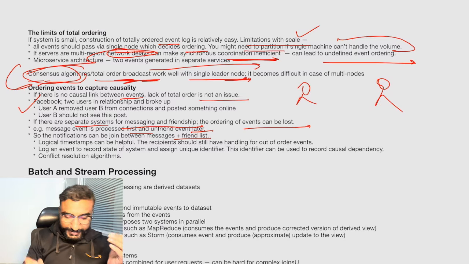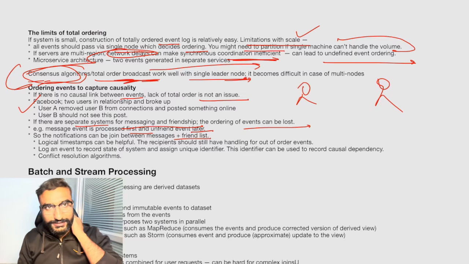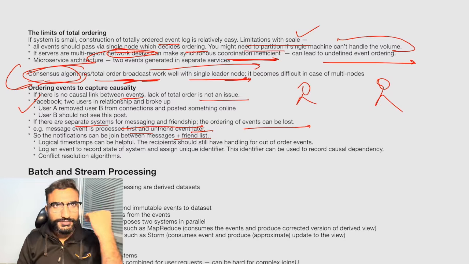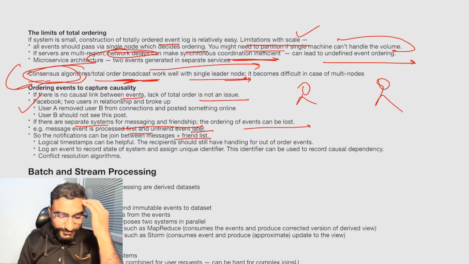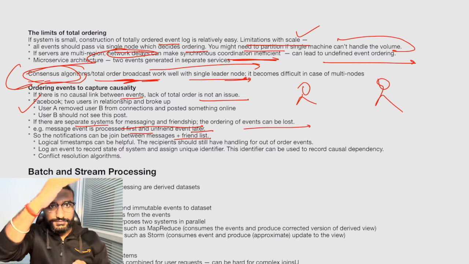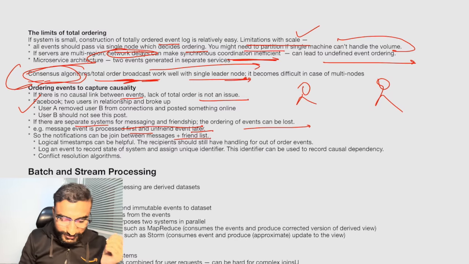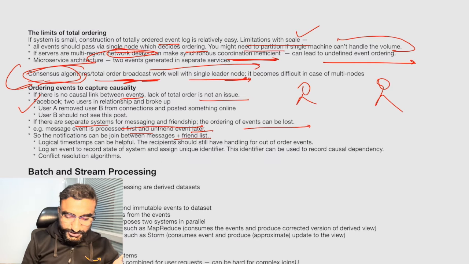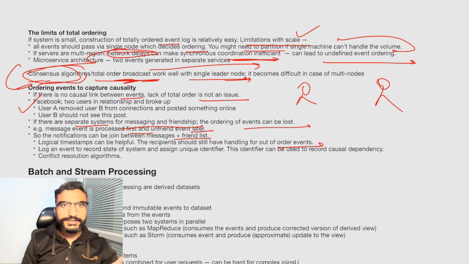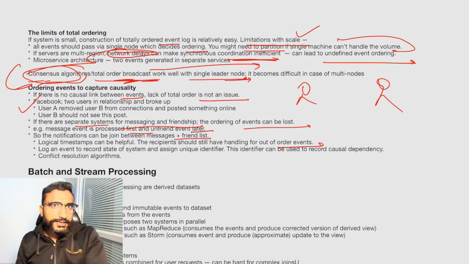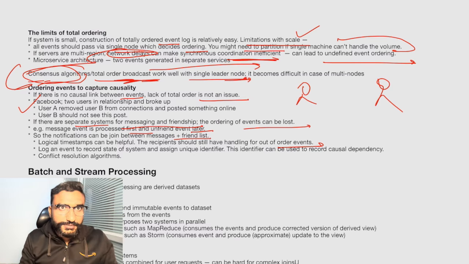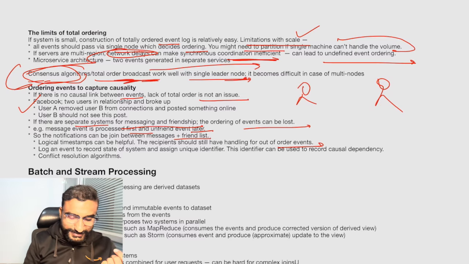Okay, so the idea could be that you can use logical timestamps. We have discussed logical timestamps in our previous videos, so you should definitely check out the entire playlist so that you are able to understand the terms coming up here. The recipient should still have some handling for out of order events. Either the handling is placed at the recipient end, checking what the current status is right now: is the person still following the person to which the post came?